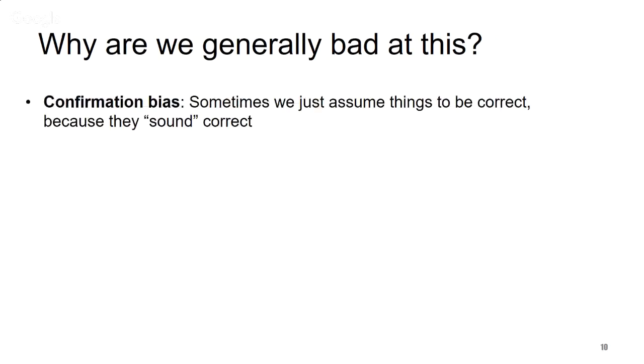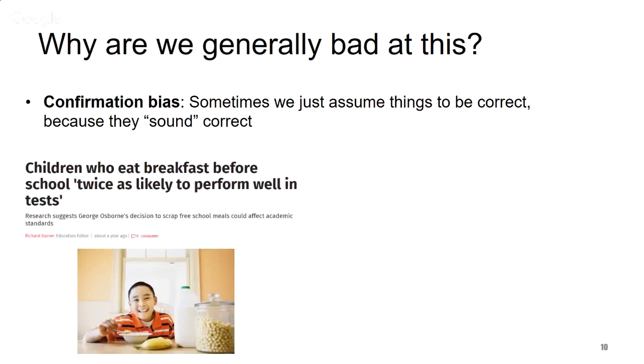Well, the second example, of course, is about confirmation bias. Sometimes we just assume things to be correct because we think it's correct. Here's a good example. This was a news article that I read a year back, actually, that said children who eat breakfast before school are twice as likely to perform well in tests. Now, you don't need to be an experimental researcher to have a gut feeling that this is correct, because having breakfast is good. This is confirmation bias at play.